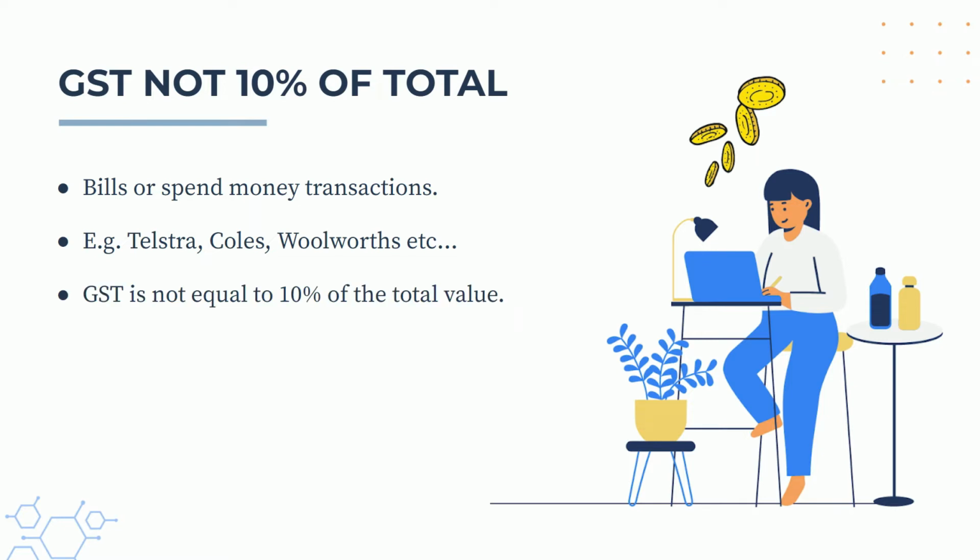And on these bills or spend money transactions, you'll have some GST, but it won't be equal to 10% of the total value or 1/11th of the total value. It will be for less than that. So what we're going to do is put in the details for a Telstra bill, which has a total of $100, but it only has GST of $5. So I'll show you how to code that up.